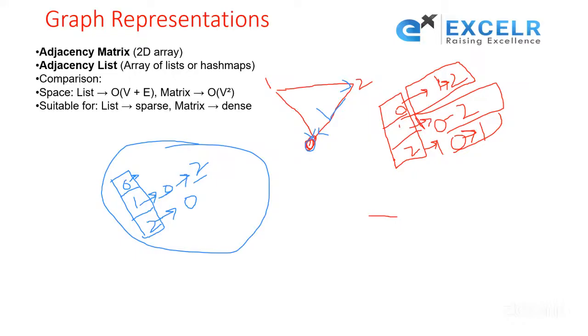Anyways, so this is how adjacency lists are represented, right? Okay, hope it is clear. Yes or no? How these adjacency lists are used to represent graphs? Is it clear?